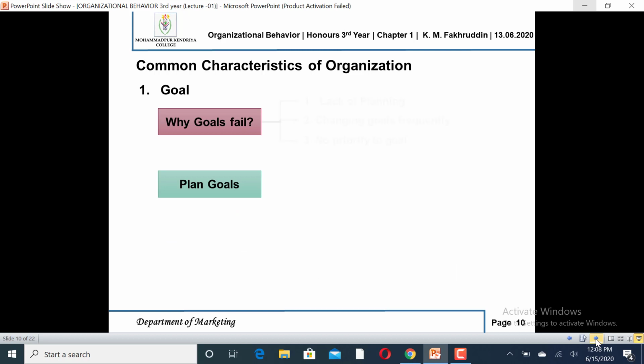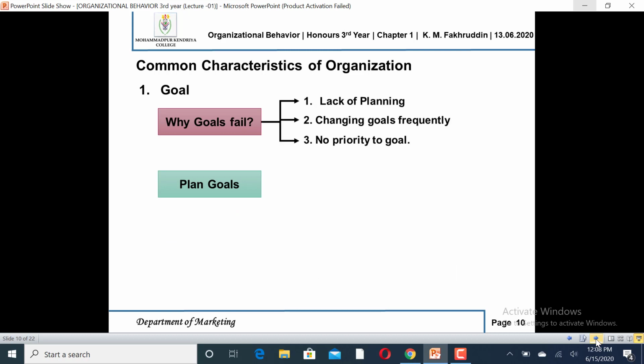Why do goals fail? Lack of planning, changing goals frequently, no priority goal. If your goal has a lack of plan, then it can fail. And changing goals frequently is bad. A person may change the goal, but frequently changing the goalposts is bad.